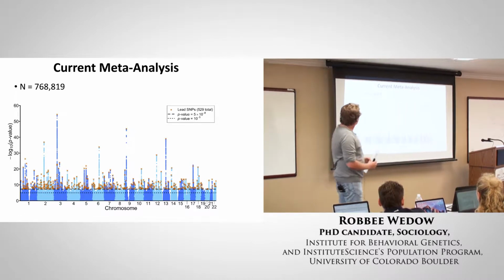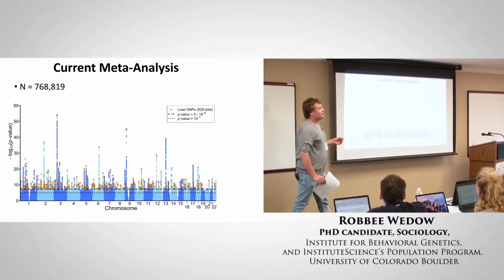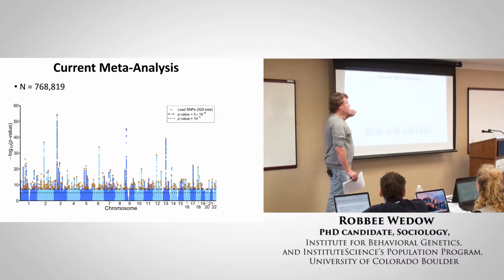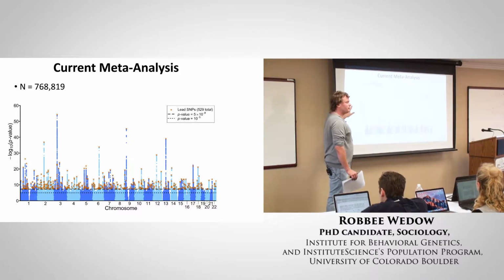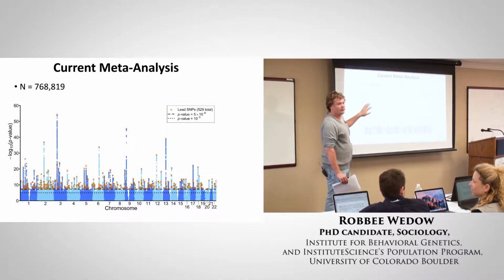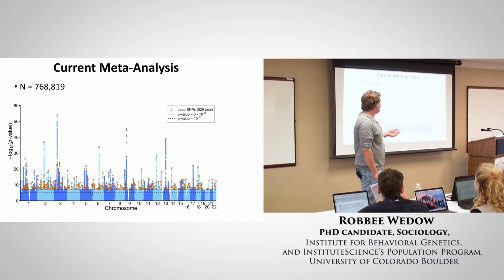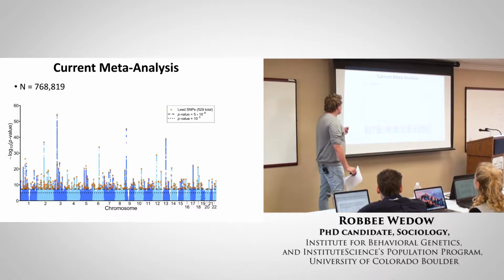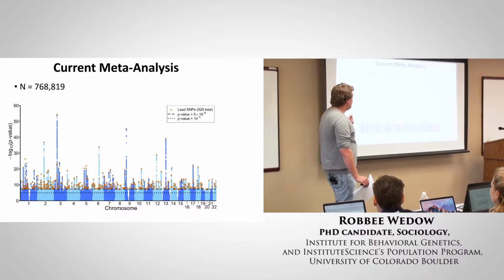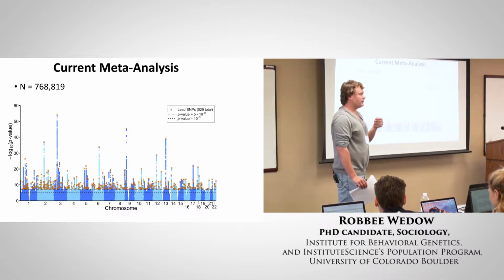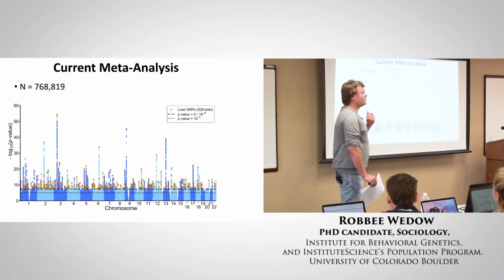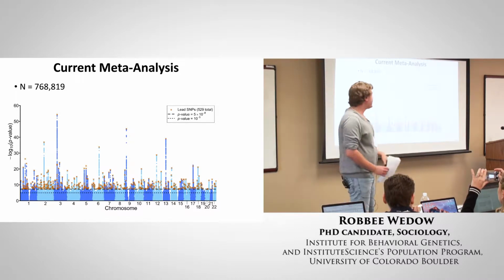Okay, so you've seen this figure already, but this is the current meta-analysis of EA3. We have about 770,000 individuals in the meta-analysis, and we've currently identified 529 genome-wide significant independent loci. Just a reminder that soon the second release of the UK Biobank will come out, and our sample size will be over 1 million individuals.